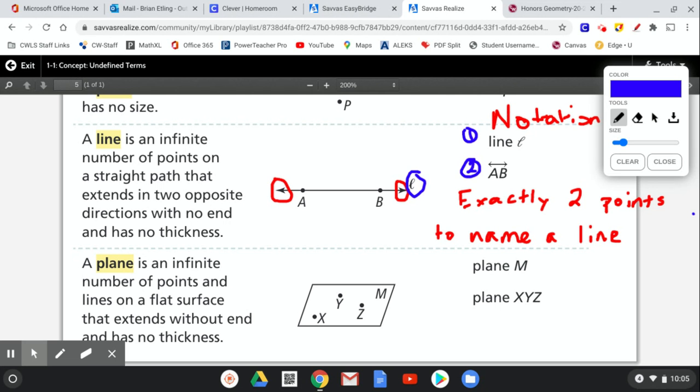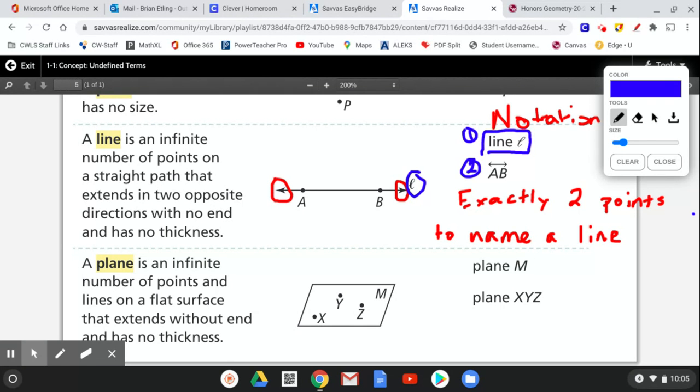Now that L might not be there. Saying that, A and B might not be labeled on the line as well. So you just have to be careful. There are different ways to name this line. If there is a character there without a dot next to it, we can name it as line L. That's a different way. I think about this as like a nickname. If you have a nickname, that's another way to name you. You didn't change. You're still the same person. It's just another way to name you.